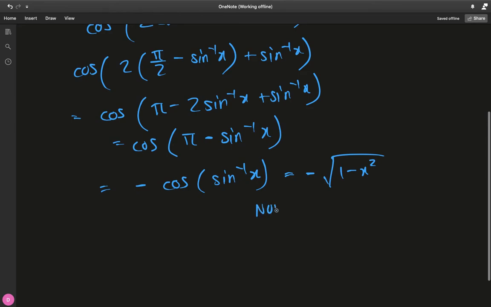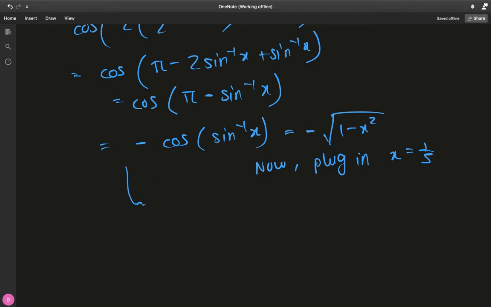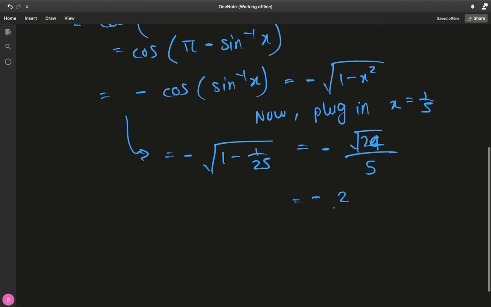And now it's telling us to plug in x equals 1 over 5. The expression now becomes negative square root of 1 minus 1 over 25, which is negative square root 24 over square root 25, which is 5, which you can still simplify to negative 2 over 5 times square root of 6. And that's the answer.